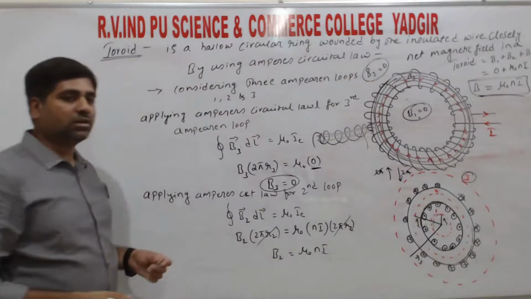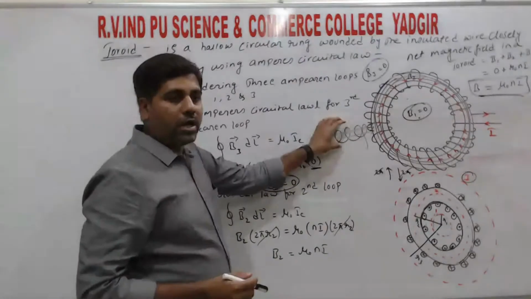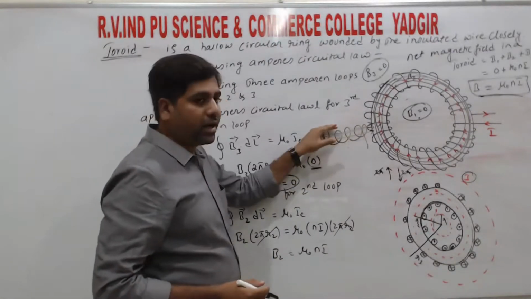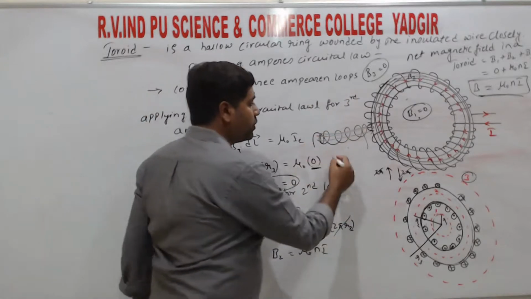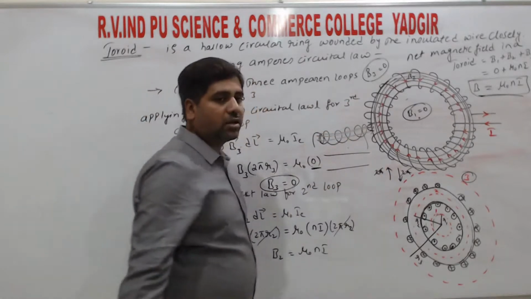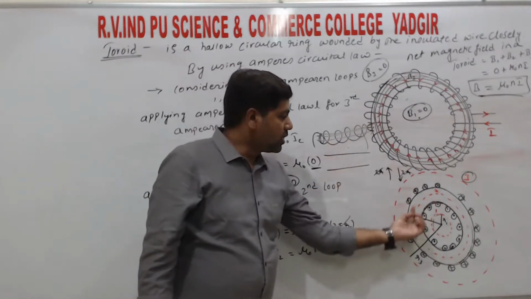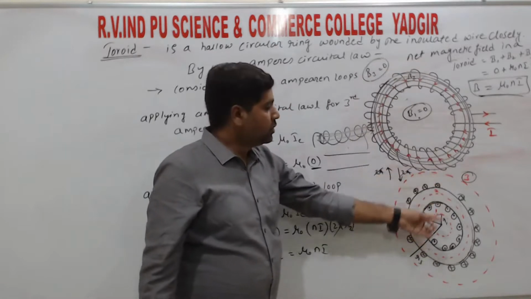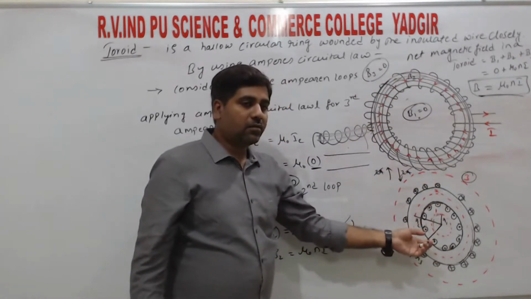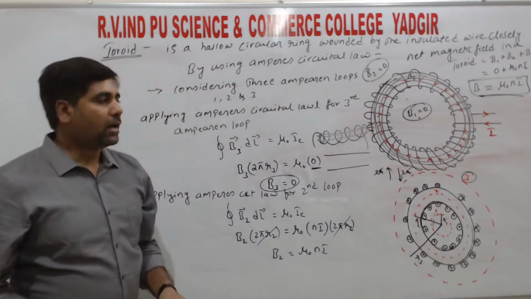So the two relations are the same, but for the solenoid we took only a rectangular Amperean loop. There, if we cut it along the cross-sectional area, it is in the form of a rectangle. It was rectangular in shape, so that's why we took a rectangular loop. Here we considered a circular loop because, if we cut it along the cross-sectional area, we get a circular shape, hence we took the Amperean loop as circular, right?